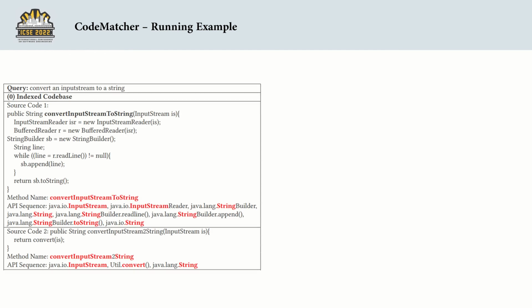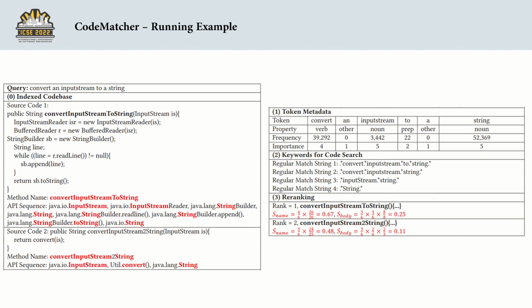For example, for the query "convert an input string to a string with two passes" in the codebase, we first collected metadata for each keyword, built a search string for Elasticsearch, and performed the iterative fuzzy search. After calculating the matching score between query and code, we ranked the candidates. We can see that the first code is ranked higher due to its higher sequential matching of the important keywords between query and code. More details can be found in our paper.